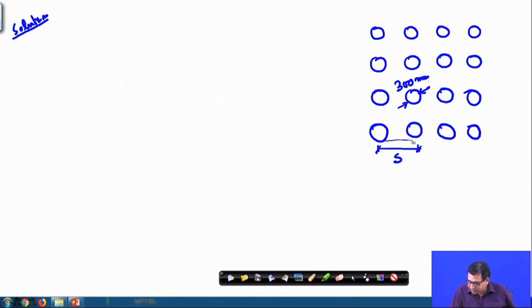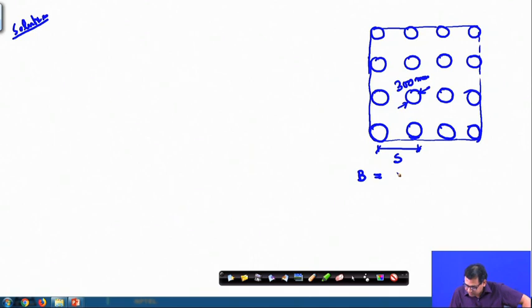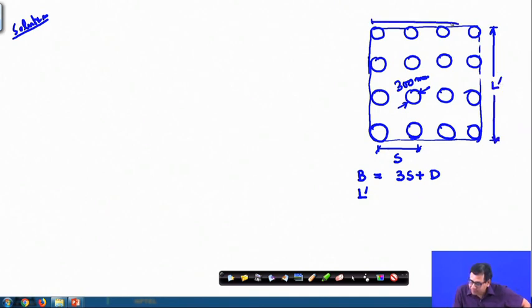So, the outer dimension of this outer zone, that is the dimension in the width direction B, will be 3S plus D. And for the length, if this is L dash and this is B, then L dash will again be 3S plus D.